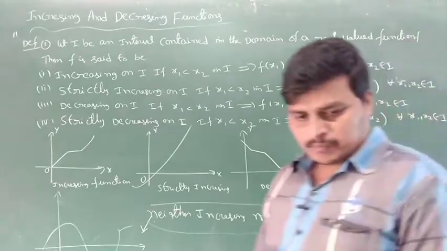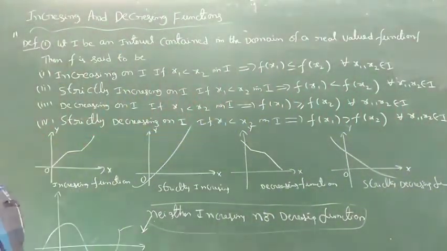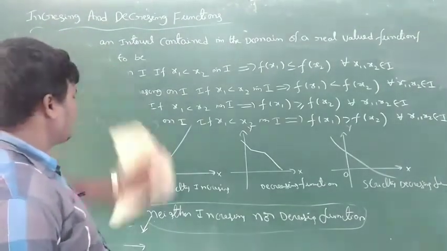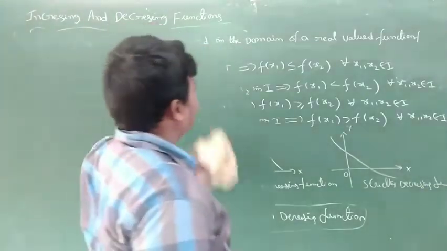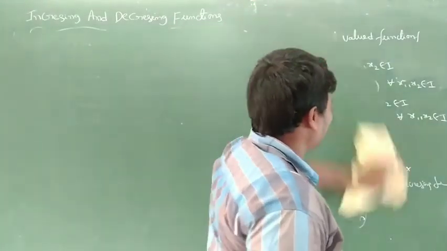Okay, next. This is the definition method. Next one is the easiest method, the first derivative test, a derivative type method. This is very easy. Maximum 99% of problems use this second method, the derivative method.